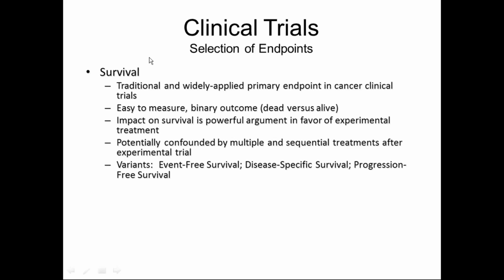Now, we talked about these time to events. So survival is a very common one in a lot of clinical trial situations. So it's easy to measure. It's a binary outcome. Unfortunately, you're either alive or you died. It's easy for us to measure it, meaning we can get a date of death and we can get a date that you were diagnosed, and we can look at that time interval between.